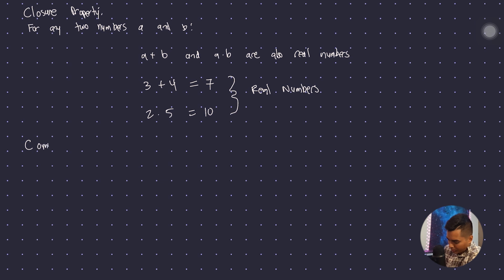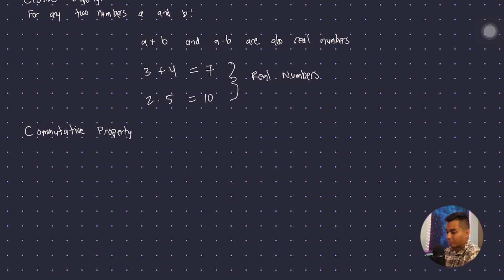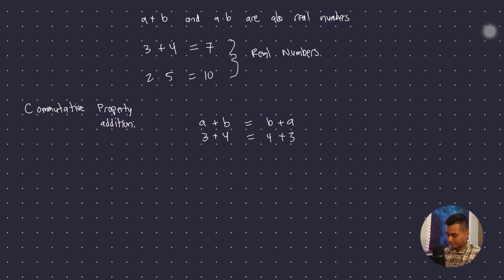Next we have the commutative property. The commutative property for addition says that for any numbers, a plus b is also equal to b plus a. For instance, 3 plus 4 is equal to 4 plus 3. 3 plus 4 is 7, and 4 plus 3 is also 7. That's the commutative property of addition.